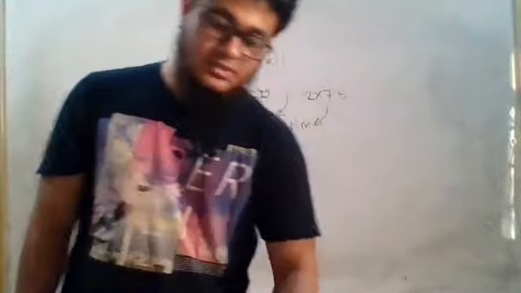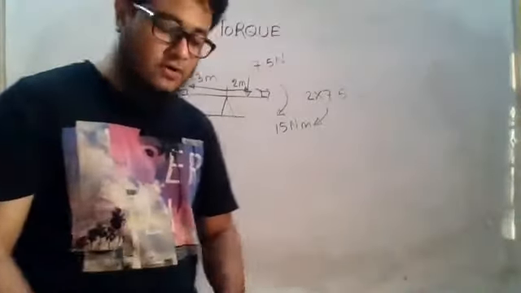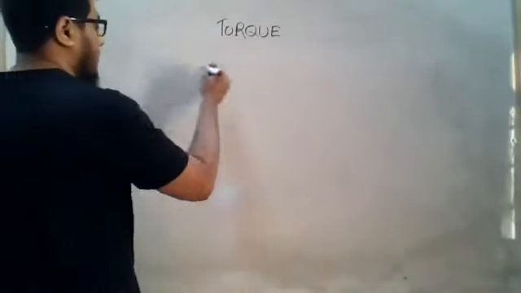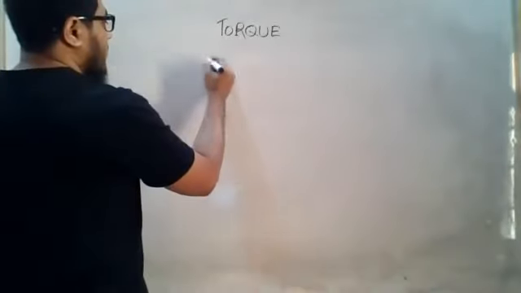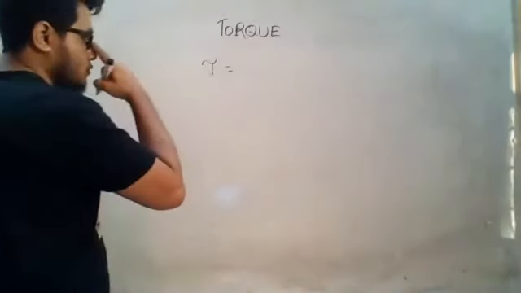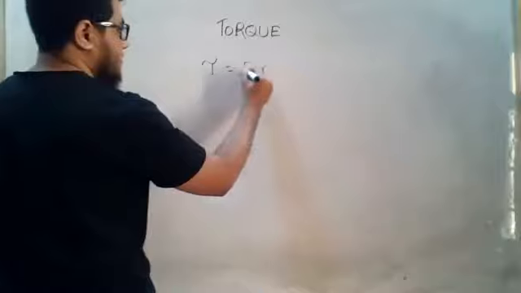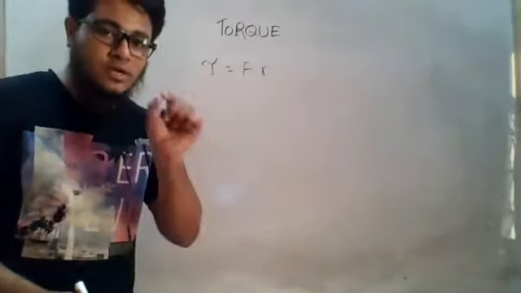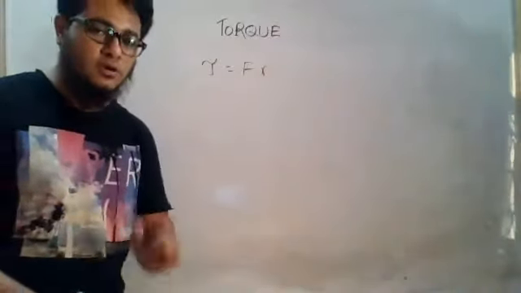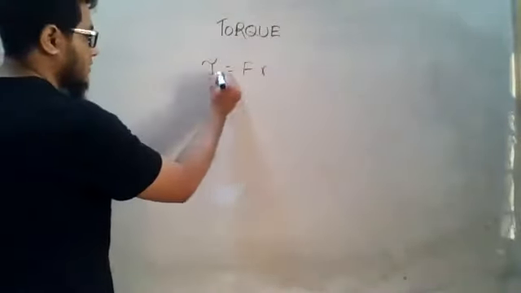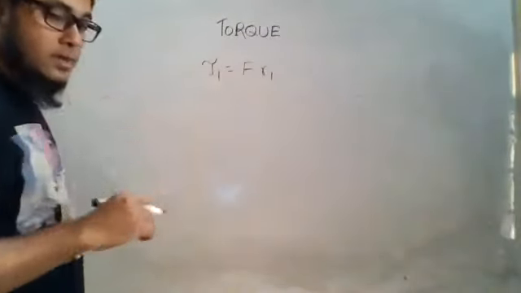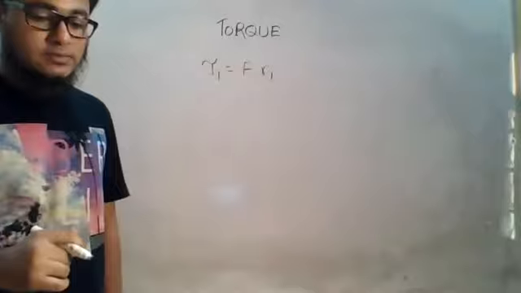So now let us discuss this relation, tau is equal to I alpha. Now we know that tau is equal to force into distance. Let us say we are talking about a single particle, the first particle of any object. For that, the torque will be F into R1. The force we are applying is the same force.